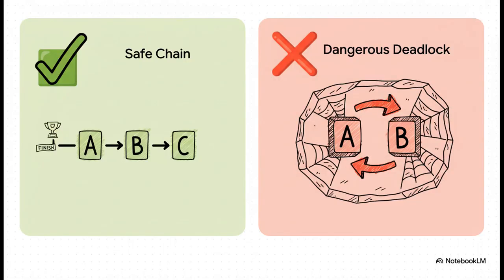And this slide illustrates that point perfectly. On the left, you've got a safe, clean chain. A runs, then B, then C. Predictable, logical. On the right, total disaster. B is waiting for A to finish, but A is also waiting for B to finish. They are going to wait for each other forever. That's called a deadlock, and that part of your app will be frozen solid. To your user, the app just looks broken.